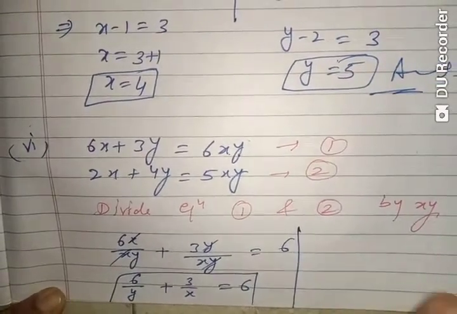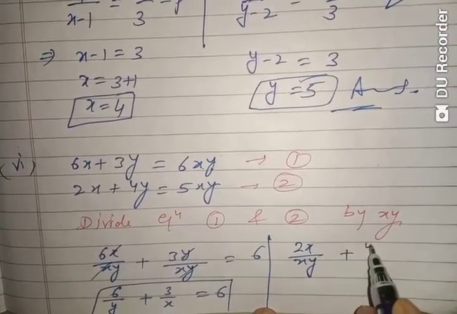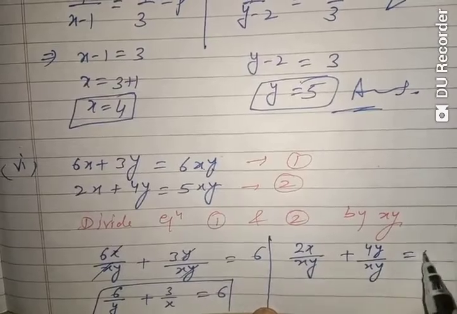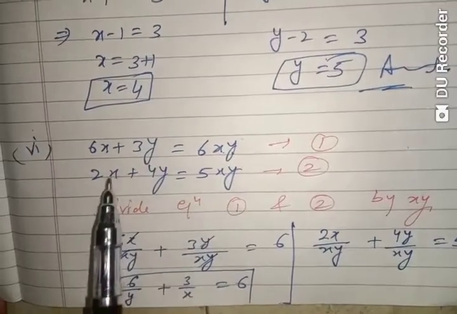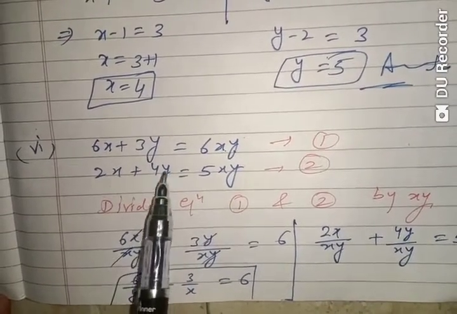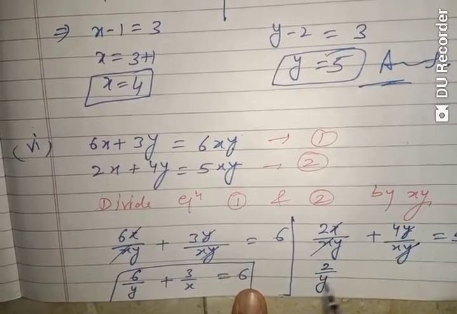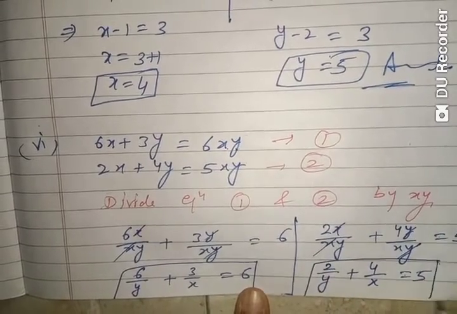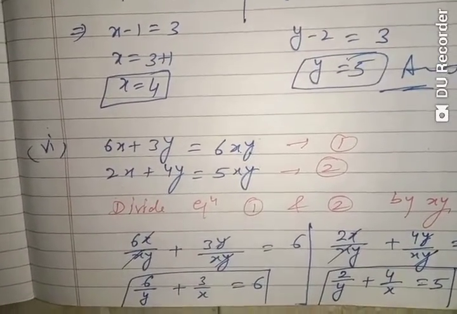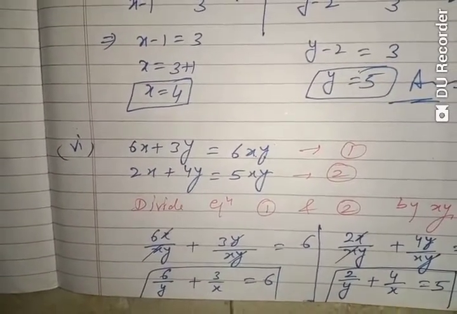I am doing the second also here, which is 2x by xy plus 4y by xy is equal to 5. Because when we divide by xy, this xy will go there, and 2x by xy, 4y by xy cancel: x by x and y by y. Finally, we'll get 2 by y plus 4 by x is equal to 5. So we have got two equations, and if you observe carefully, this question is the same as question number 1. But I want to explain the cross multiplication method, so I will solve it completely.